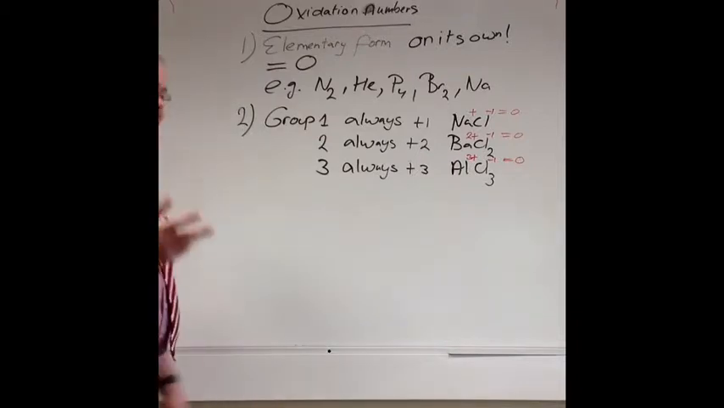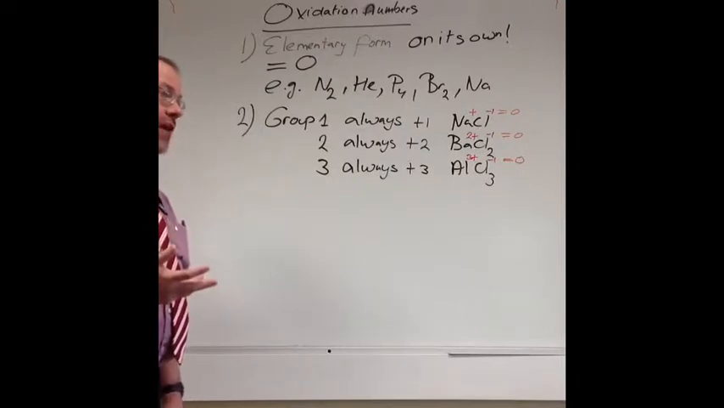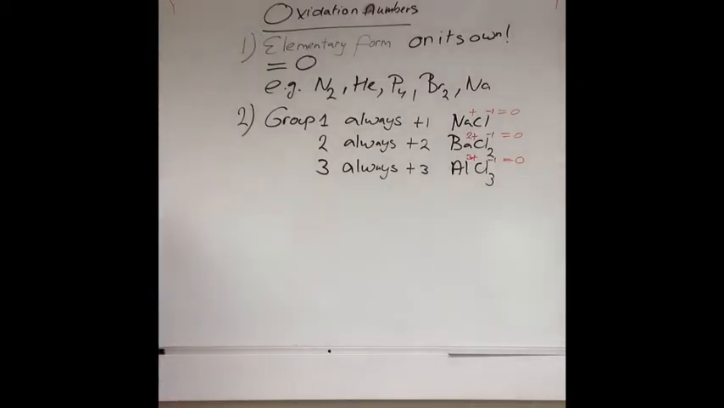Group 4 is a mess. Group 5 can be plus or minus. Group 6 can be a mess. And group 7 can be a mess. And group 0, or better known as group 8, even noble gases can make compounds, especially argon, krypton and xenon. But we will deal with that.